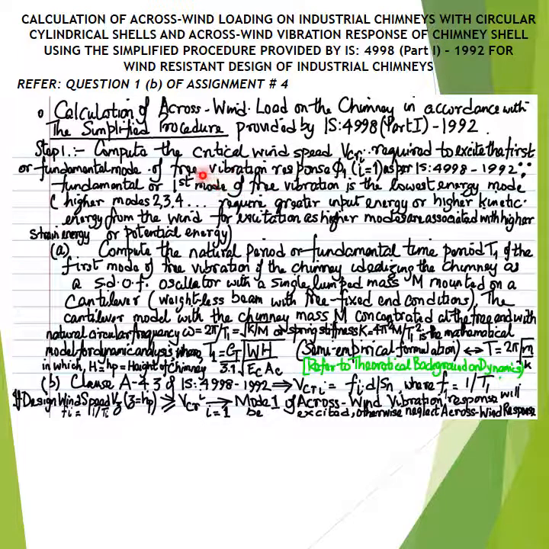On the other hand, if the design wind speed at the site of construction of the industrial chimney is greater than the critical wind speed VCR1 that is required to excite the first or the fundamental mode of free vibration response of the industrial chimney structure, then the crosswind response or crosswind vibrations of the industrial chimney will be induced or activated, and thus the crosswind vibrations or crosswind response need to be calculated for the computed crosswind load.